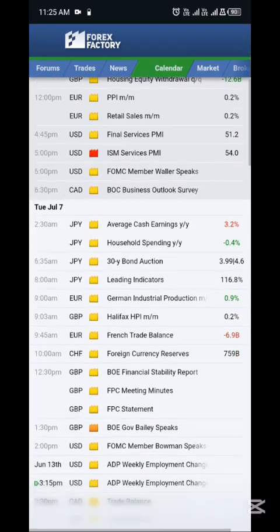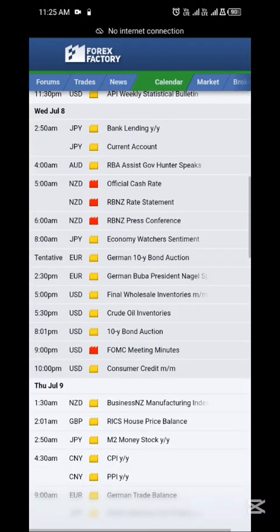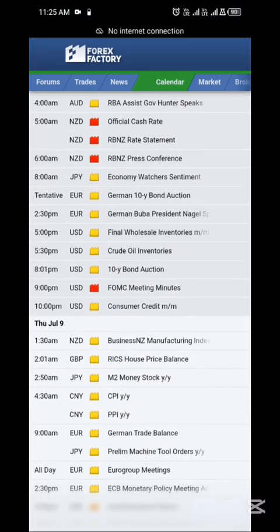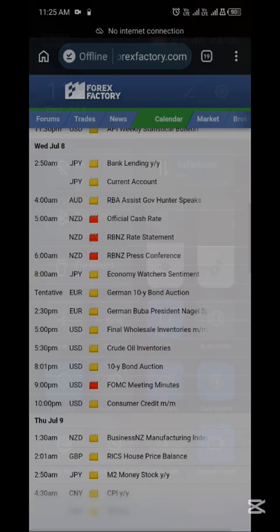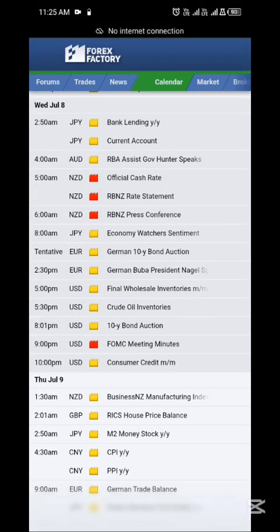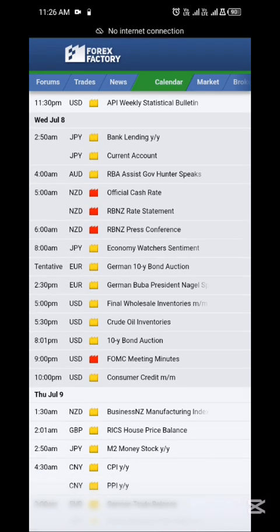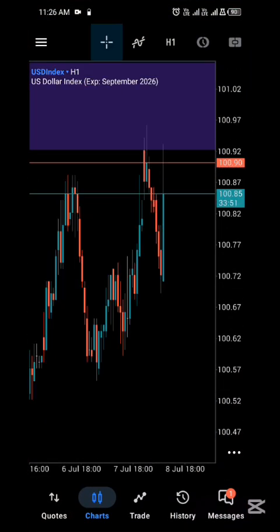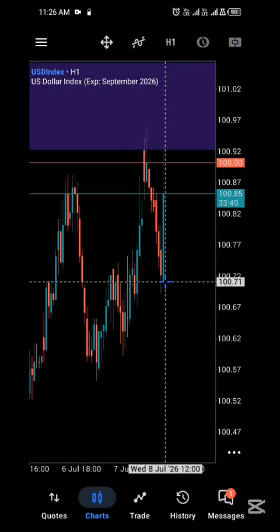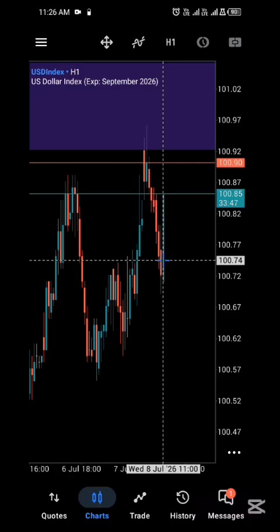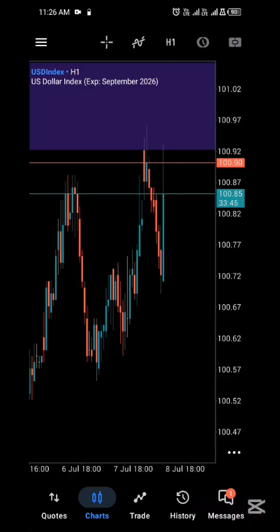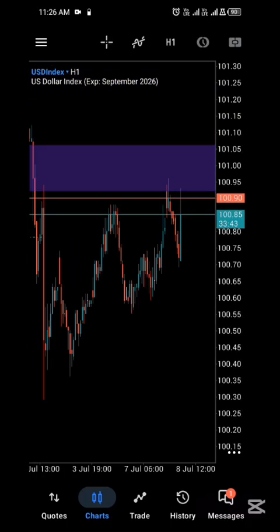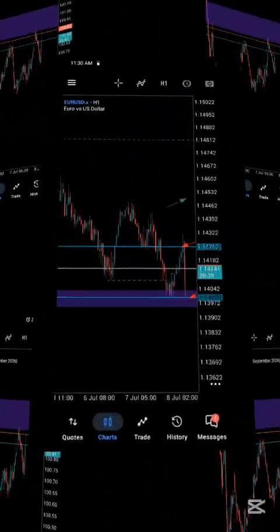So today is Wednesday, and the only USD news today is the FOMC meeting, which I'm expecting around 9 p.m. I don't know what's happening currently on the dollar, because I've seen this huge candle spike. Let me go to the pound dollar and the euro dollar to see what's happening.